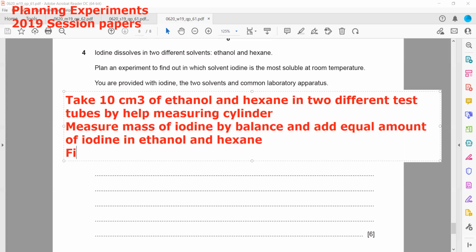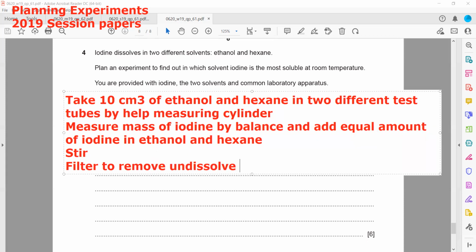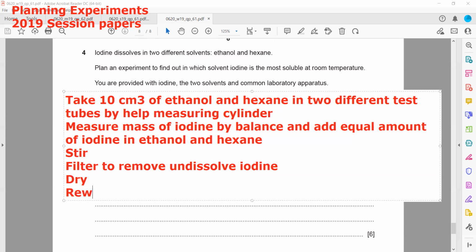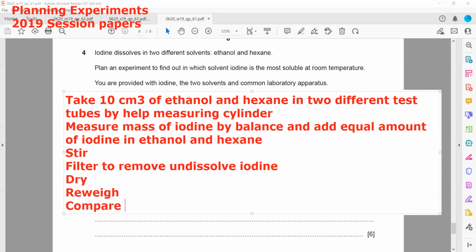Then after that, we will stir. Then we will filter to remove undissolved iodine. After that, we will dry by using a tissue paper, or a desiccator can be used. Then we will reweigh again, and we'll compare the mass of undissolved iodine.